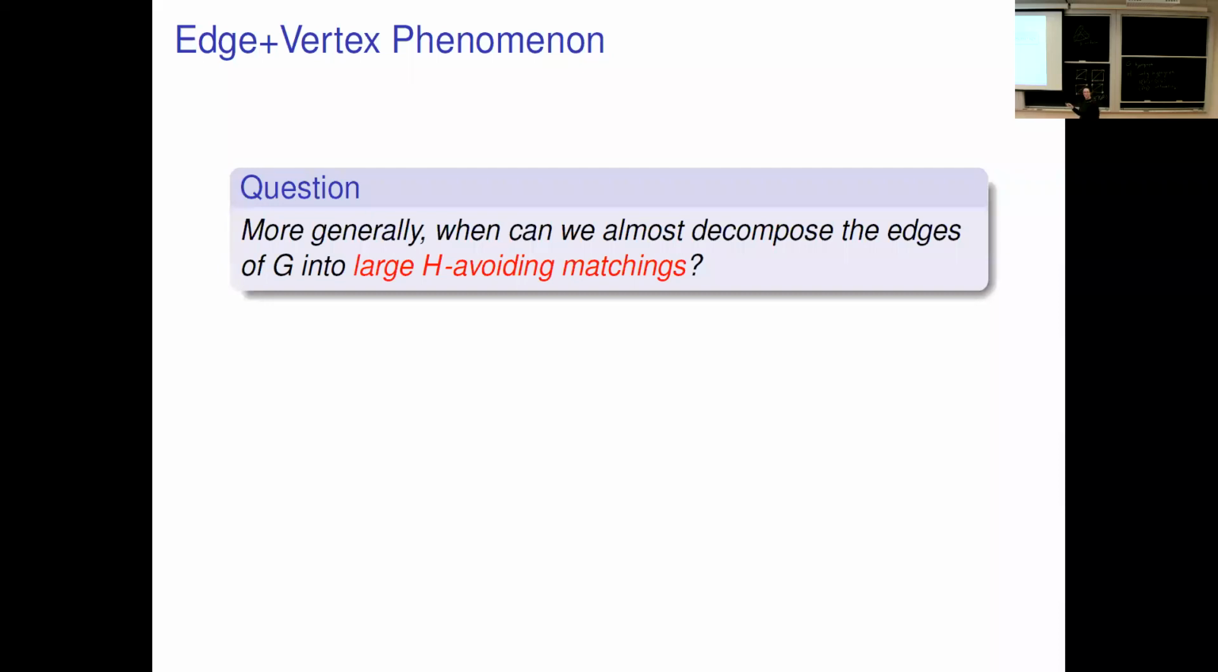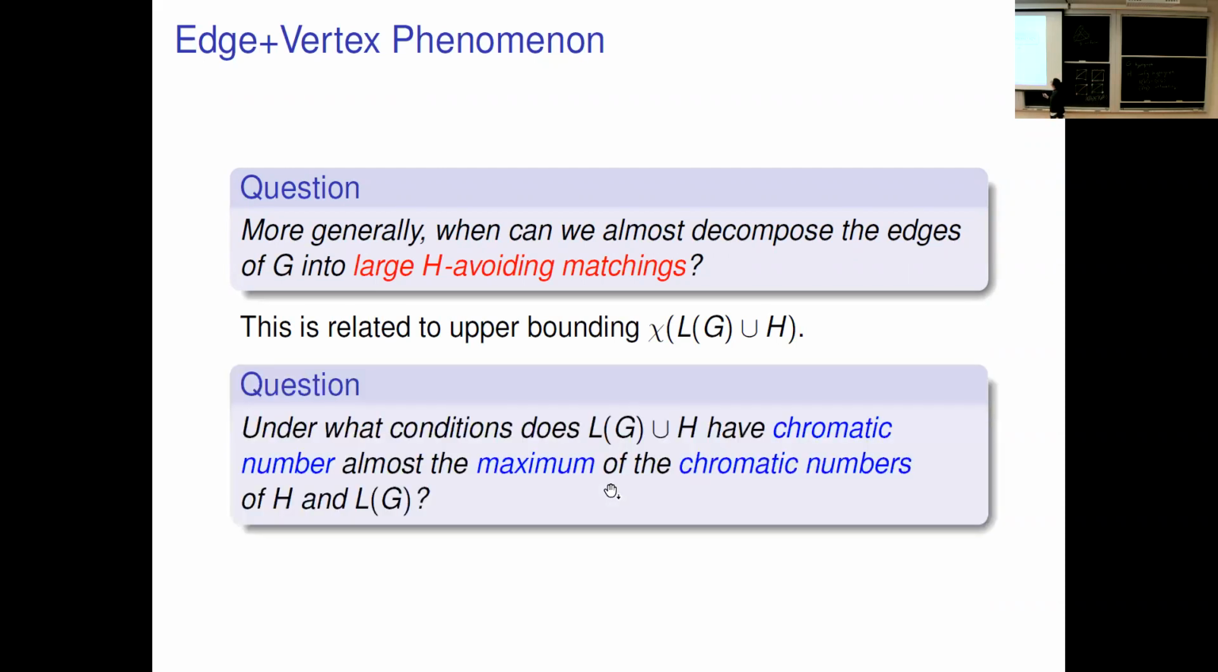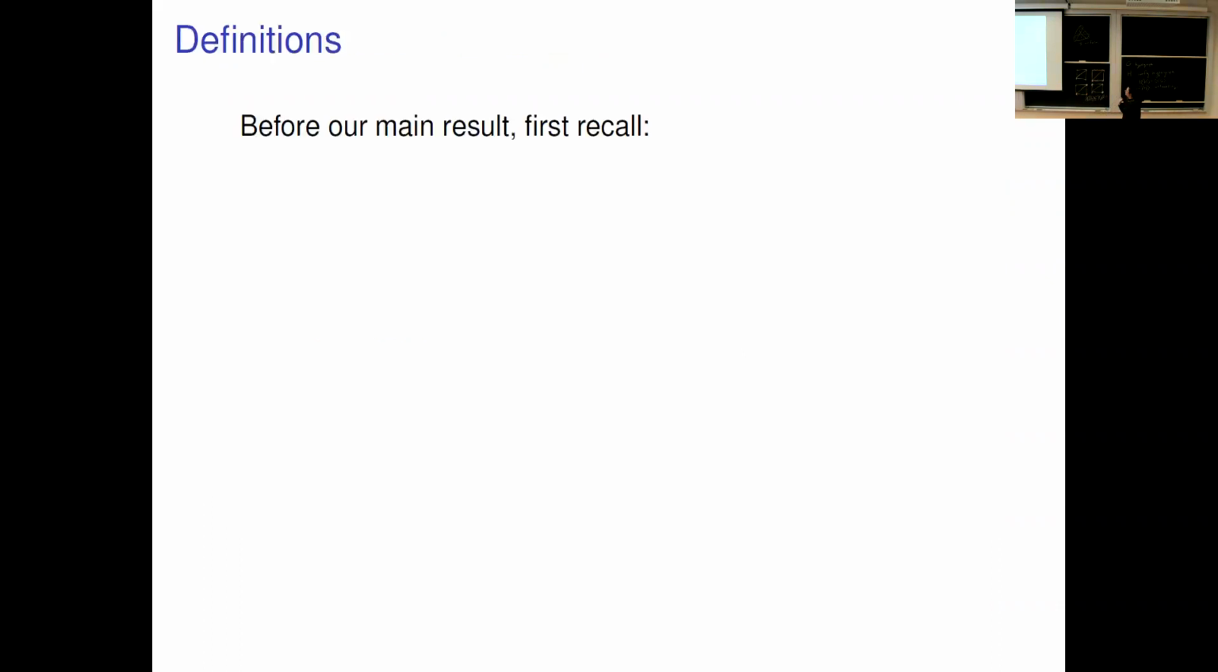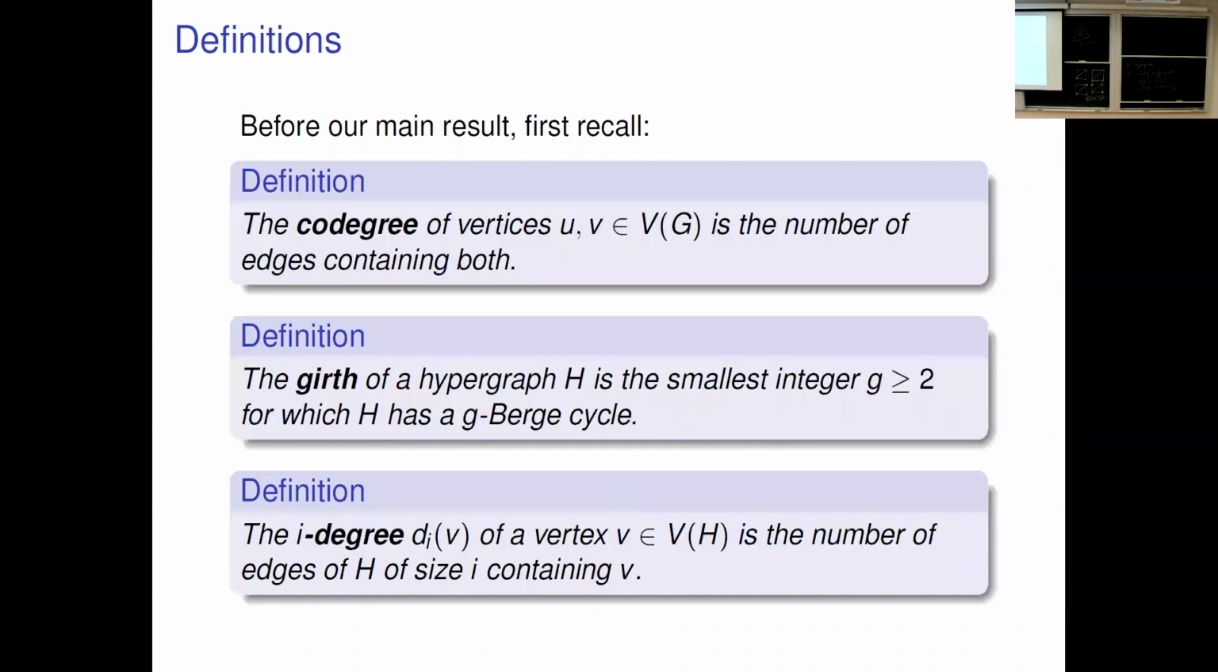Well, this becomes a question about the chromatic number. So instead of looking at the independence number, we're looking at the chromatic number of this thing. So under what conditions does the chromatic number have almost the maximum of the chromatic numbers of the two things? So I just want to state a couple of definitions quickly, and I'll state our main result, which is a bit technical, but then I'll backtrack and explain why we actually care about these things.